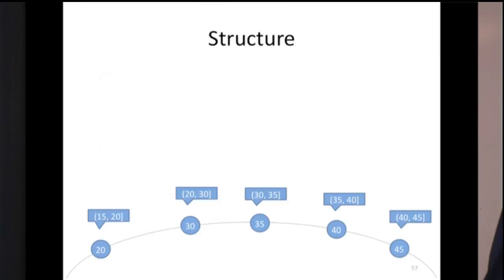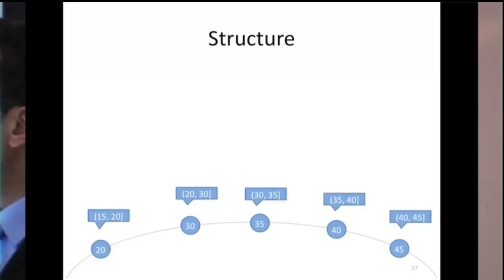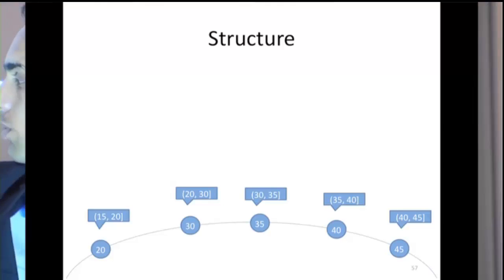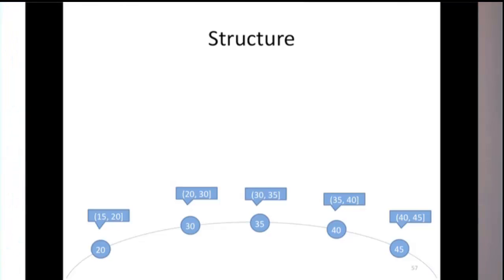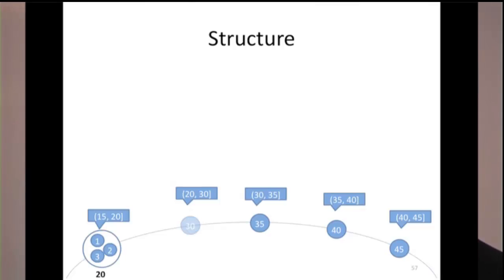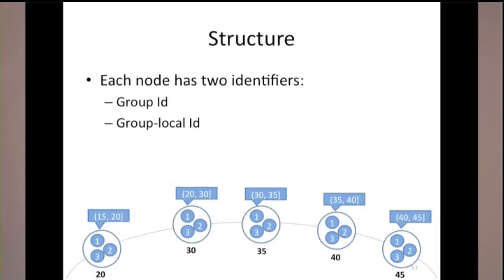What does that mean? This was how things looked before. 35 was responsible for this key range. 30 was responsible for this key range. But we said we don't want to talk about nodes anymore. We want to talk about groups. So instead of one node being on the ring, we have a group of, let's say, 3 nodes. Each node on the ring is replaced by a set of nodes on the ring.